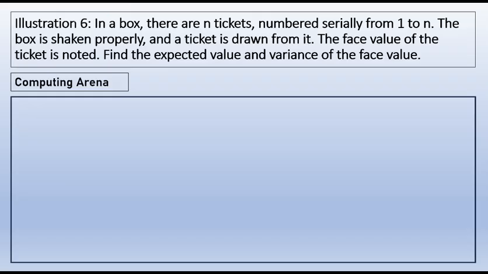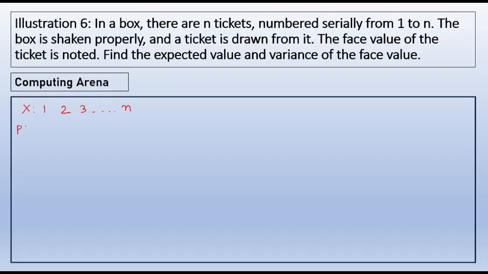So there is a box and the box has as many as n tickets. Let us see what the values in these tickets are. Suppose the values in the tickets are my random variable x. So the values are 1, then 2, then 3, and like this it goes up to n because there are total n tickets. Now the box is shaken properly and a ticket is drawn from it. It means that each of the tickets has an equal chance of occurring.